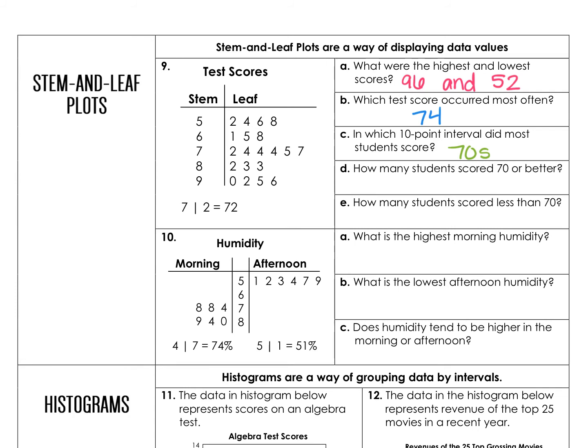The next question asks how many students scored 70 or better. So 70 or better would be these values here. So there were 6 that scored in the 70s, 3 in the 80s, which makes 9, and then 4 in the 90s, which makes a total of 13 students that scored 70 or higher.